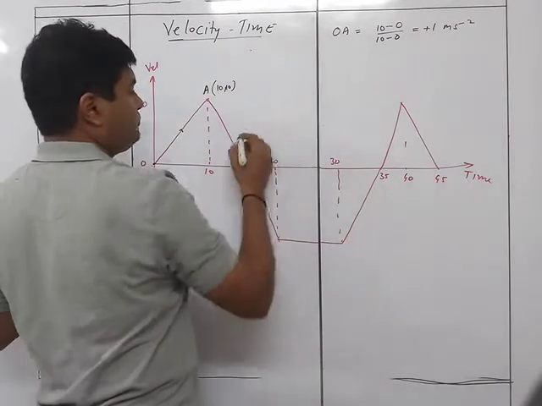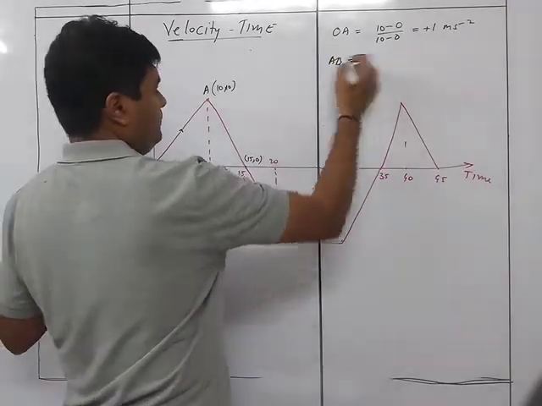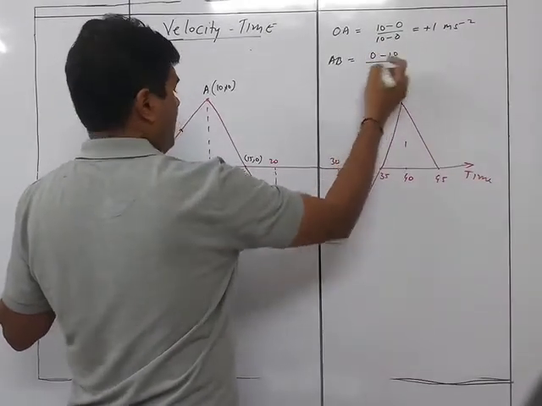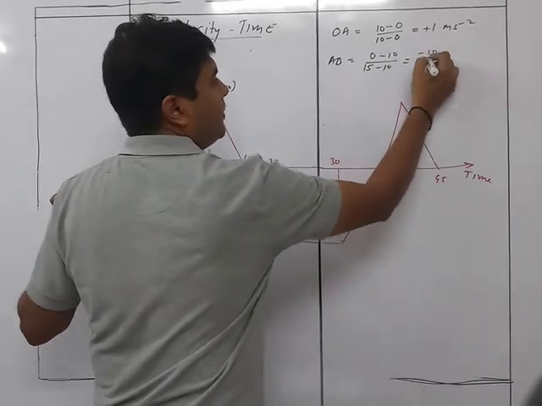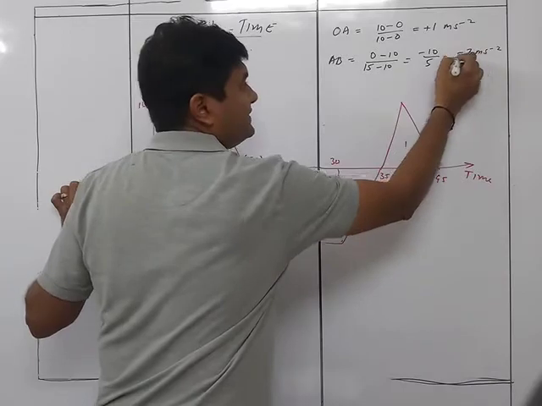So if I take this point as B, the slope of AB will be equal to y2 minus y1, so it will be 0 minus 10 upon 15 minus 10. It will be minus 10 upon 5, which is minus 2 meter per second square. So this is negative over here.